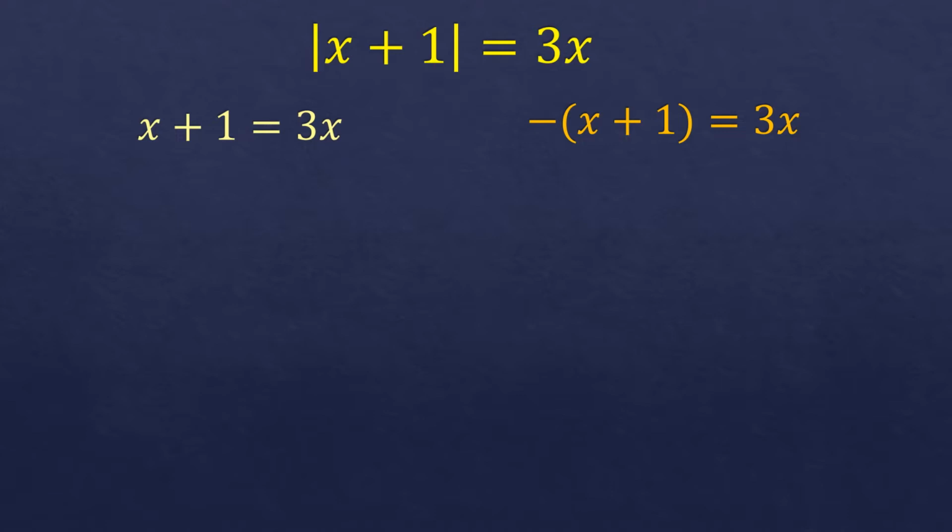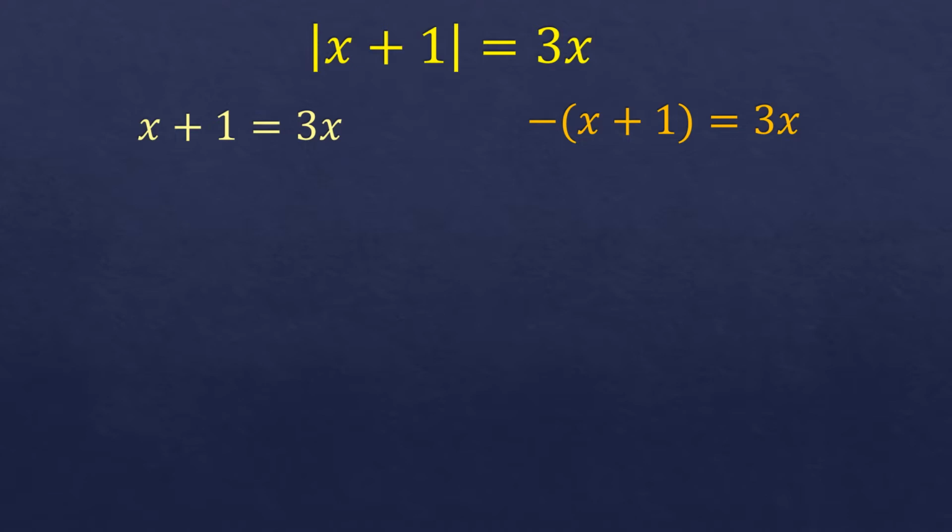So let's solve first the left side. x plus 1 equals 3x. Again, the x plus 1 is just multiplied by positive 1, and the other side is multiplied by negative 1. The positive doesn't need a parenthesis because we didn't change the sign when multiplying by a positive 1. So let us solve this. x plus 1 equals 3x.